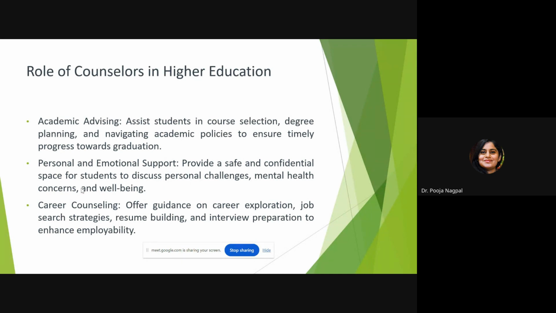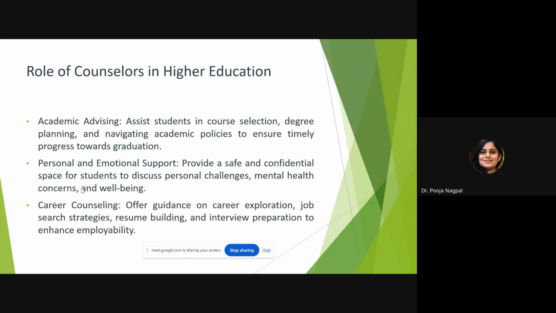Next one is personal and emotional support. Provide a safe and confidential space for students to discuss personal challenges, mental health concerns, and well-being. Both were doing the same task, but here counselors are equipped with skills and strategies, and even tools are there for the same. So they are more skilled and professional. They can do their job better than the mentor in this case.